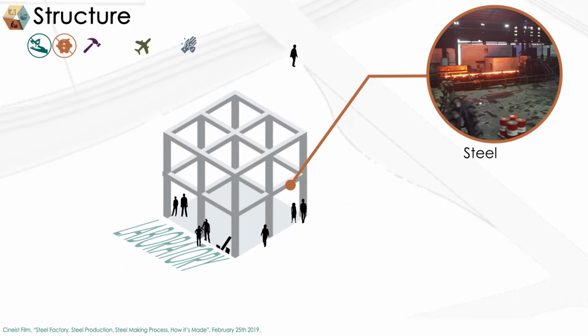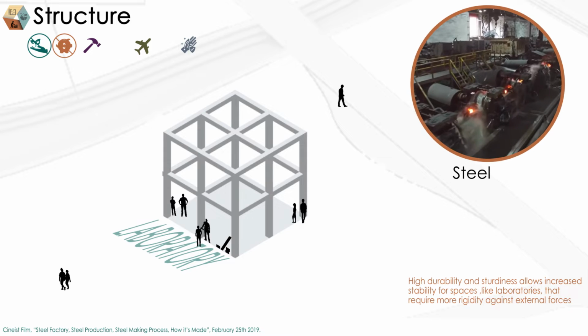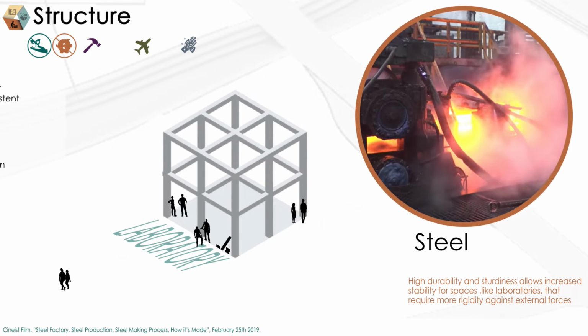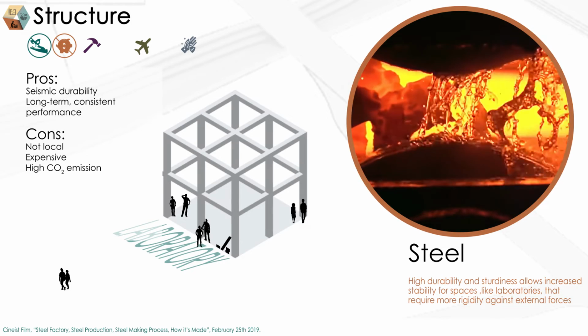Within the laboratory spaces, there will be a lot of equipment that needs to be supported by strong structural elements. This makes steel the ideal material for the structural frame. While steel is an imported material, it has high structural capabilities, which makes it a durable and reliable material choice for this space.